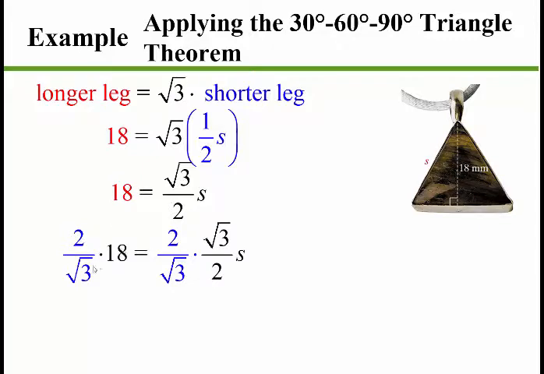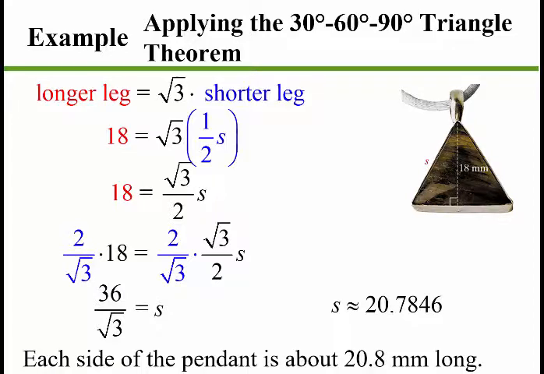So you get 2 times 18 divided by the square root of 3 is equal to the same thing over here. Multiply both sides by the same. But the 2's will cancel out and the radical 3's will cancel out. And you get 36 is equal to the square root of 3. All right, so S right here, the length of each side of this pendant, is roughly 20.7846 millimeters. All right, so roughly each side of the pendant is about 20.8 millimeters long.